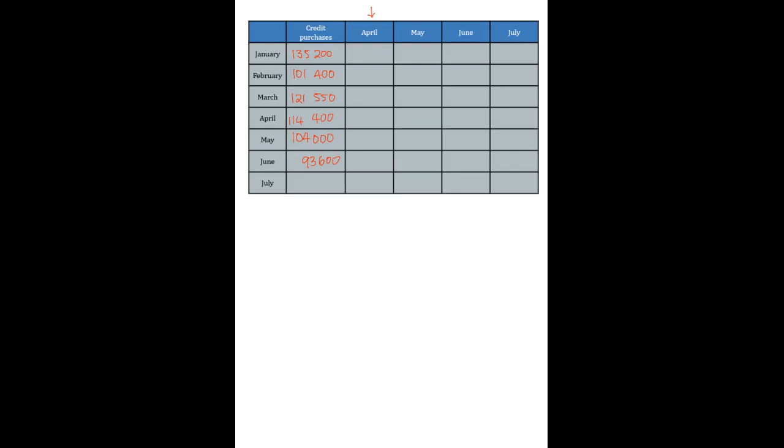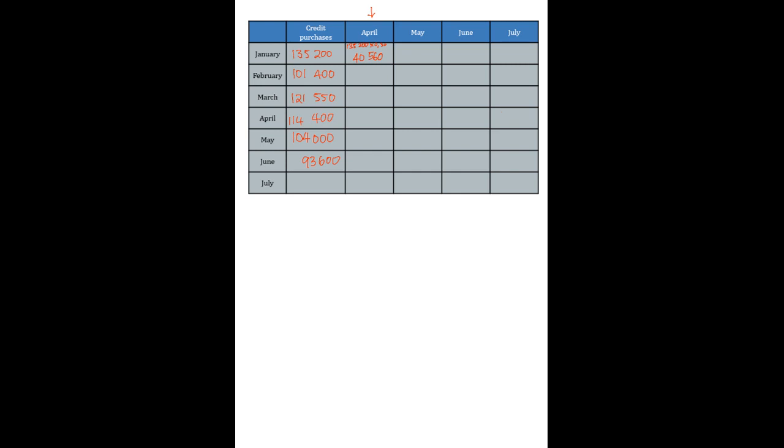So we're going to say that the purchase was 135,200 times 30% is now 40,560 Rand that we'll be paying in the month of April for a purchase that took place in January.